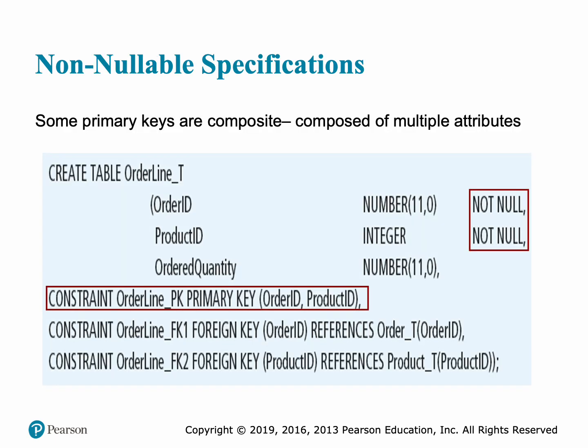Non-nullable specifications. Some primary keys are composed of multiple attributes. So create table order line T has order ID, not null, product ID, not null, because if you are placing an order, you must know the product ID to place an order. And order quantity is 11,0. Constraint order line PK with primary key order ID and product ID. I would suggest you give it a shot if you have already installed SQL Server and Workbench.